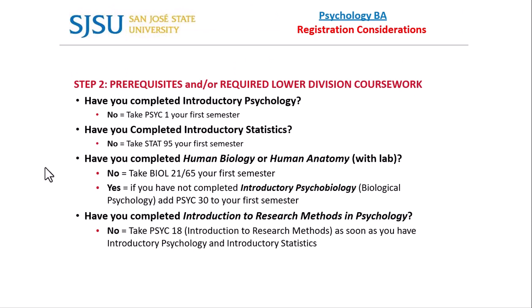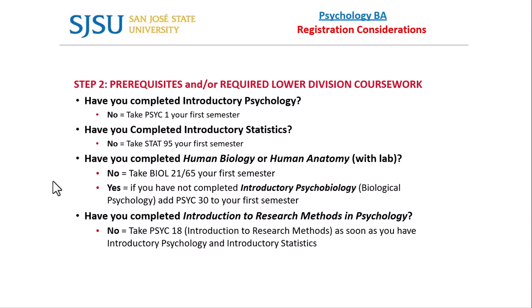Basically you just want to ask yourself, have you completed all of them? Have you completed Psych 1? If not, then that's what you need to register for in your first semester. Have you completed Stat 95? If not, then register for it in your first semester.